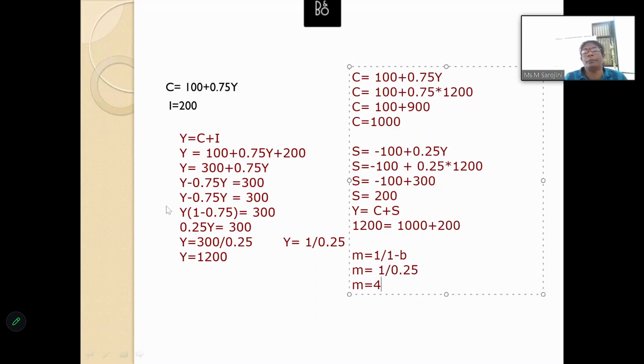Therefore, you can calculate the national income determination, saving at the national income, and consumption at the national income. Also, you can calculate the value of the multiplier as well. Right. Now, the investment.